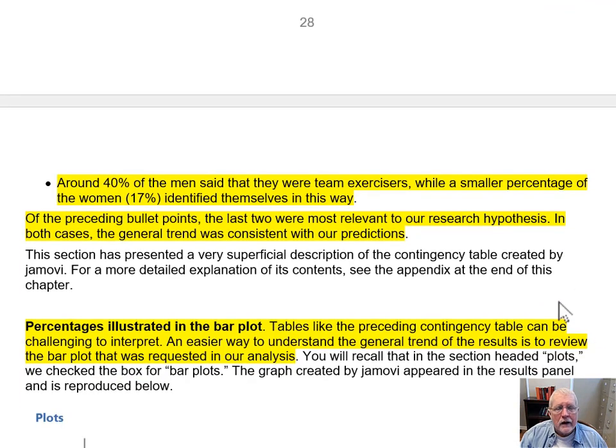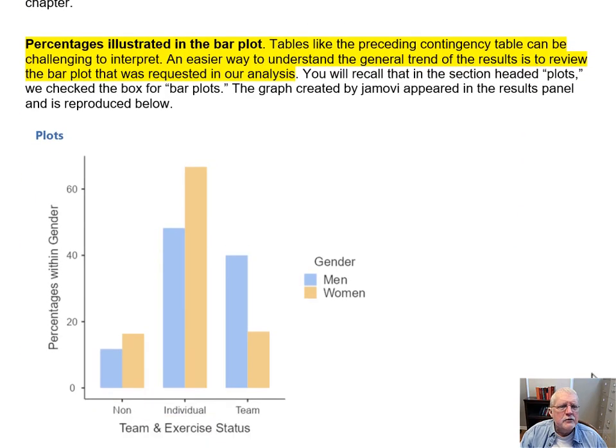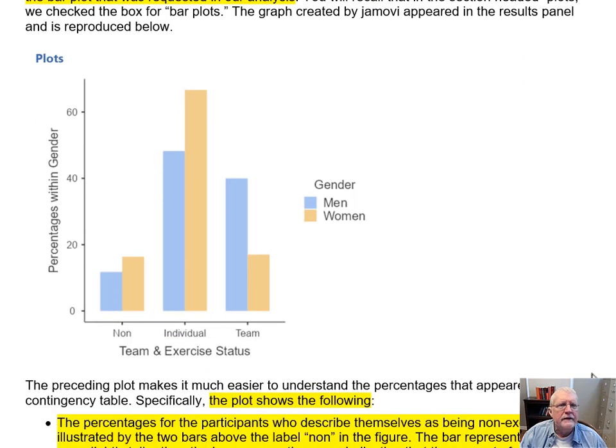Well, numbers are kind of difficult for us to think about, being the human beings that we are. Isn't it possible to illustrate this in a bar chart? It is. At the top of page 29, percentages illustrated in a bar chart. Tables like the preceding contingency table can be challenging to interpret. An easier way to understand the general trend of the results is to review the bar plot that we requested in our analysis. This is where our bar plot comes in.